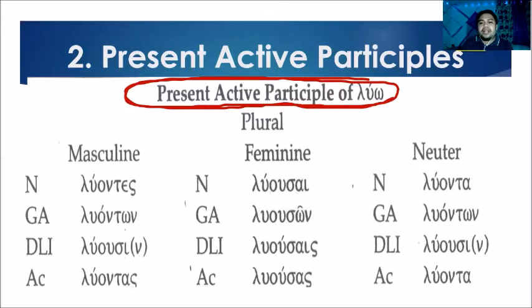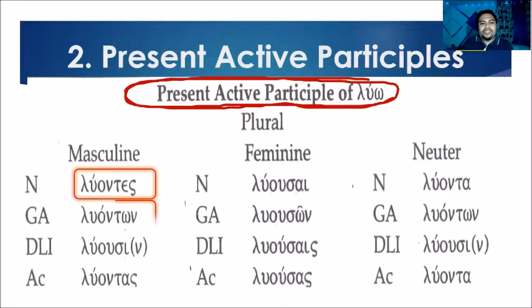Neuter, it is nominative, luonta. GA is luonton. DLI is luosi. And accusative, luonta. Let's read from the top altogether the present active participle of luo in its plural forms.